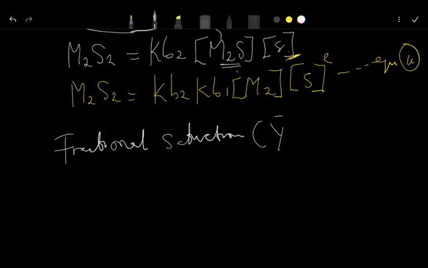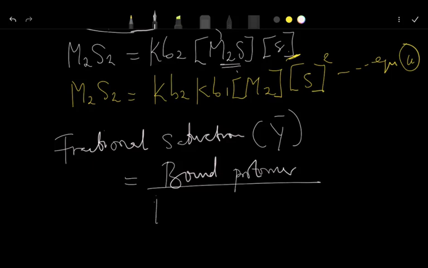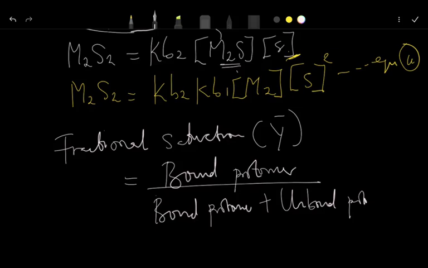So we have fractional saturation, represented as Y bar, is equal to bound protomer or enzyme, that is the same thing, over bound protomer plus unbound protomer. Are you there? So come to this equation. This is bound protomer over bound protomer plus unbound, which is over total. Now come to this side.